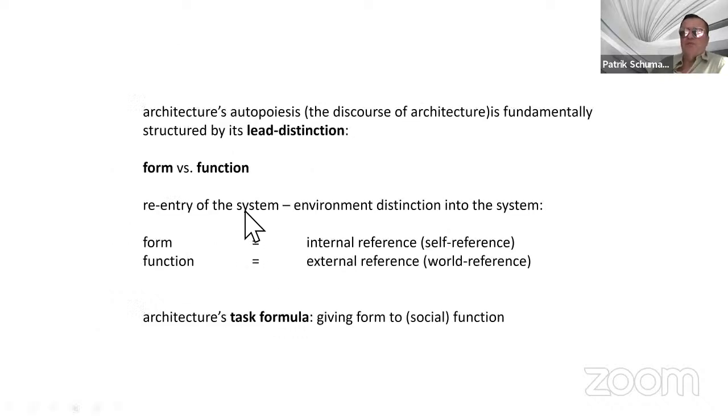Now I want to build up to the way the concept of style is located within the discourse analysis I'm giving of the discipline of architecture. I want to locate it within the system of categories of our field. And that means I'm starting with the lead distinction of our field. So architecture's autopoiesis, or the discourse of architecture, is fundamentally structured by its lead distinctions.